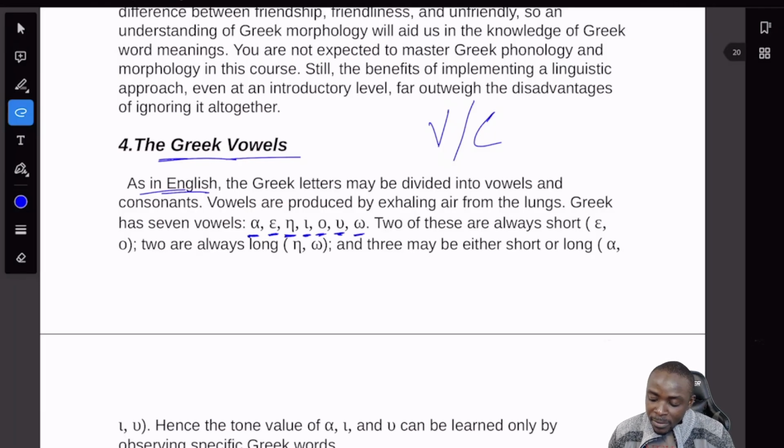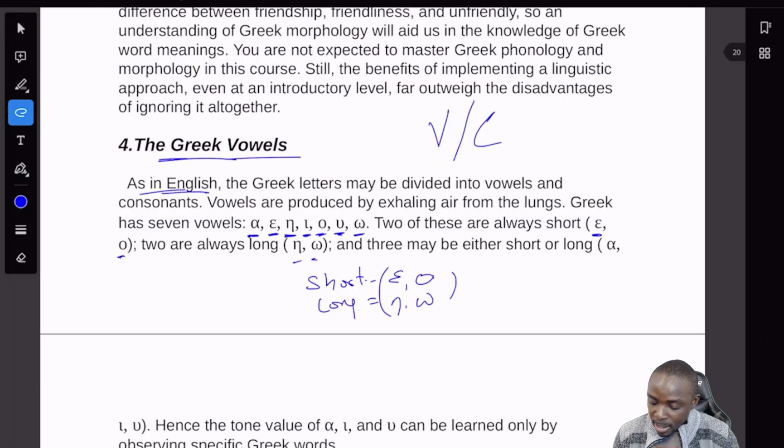So those are the 7 vowels, while in English we are used to 5. 2 of these are always short. The epsilon and the omicron are always short vowels. 2 are always long, the eta and the omega. So you could say short, you have the epsilon and the omicron, while long, you have the eta and the omega. So this is a simple classification.